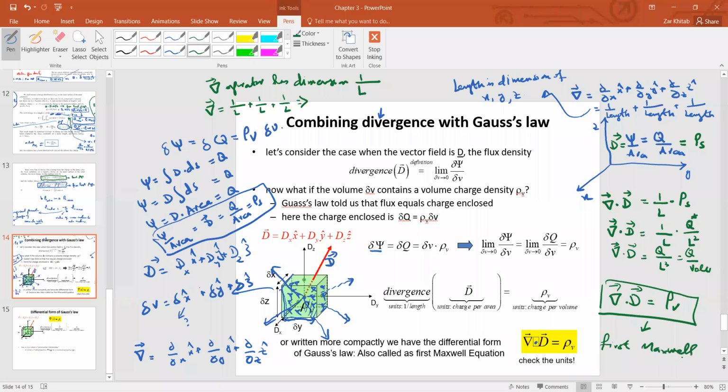Very similar to the Gauss equation, but what's the difference? What's the difference between the first Maxwell equation and the Gauss equation? Anyone? No one wants to talk about it?